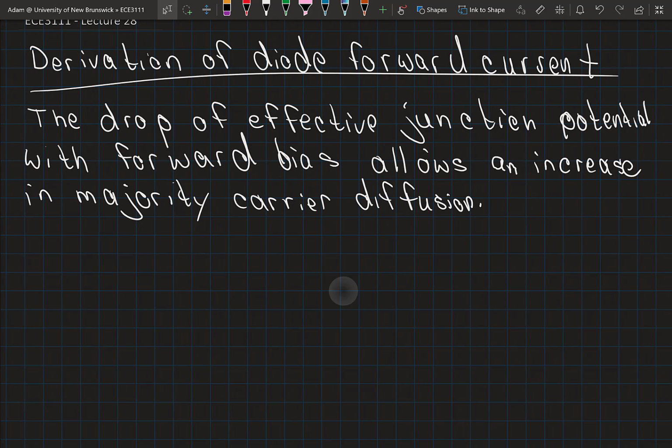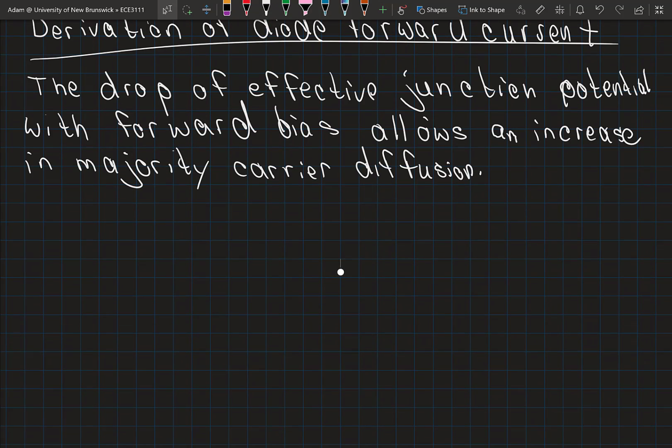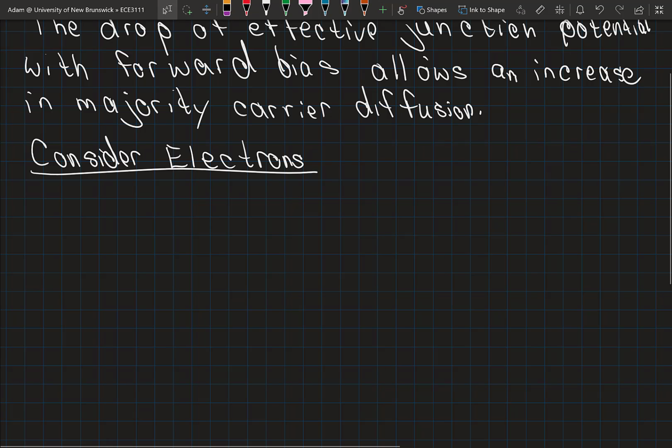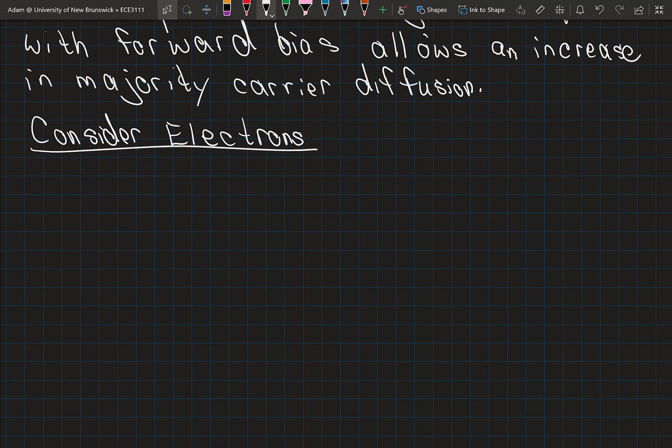Okay, so for this derivation we're going to focus on electrons, just look at the electrons that are being injected into the p-type material. So if we focus at the edge of the depletion region, that location we will call XP, right?